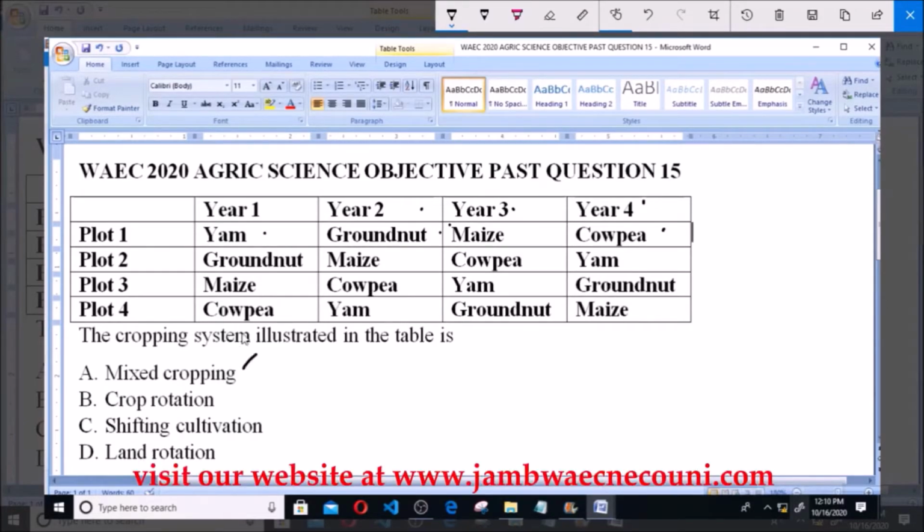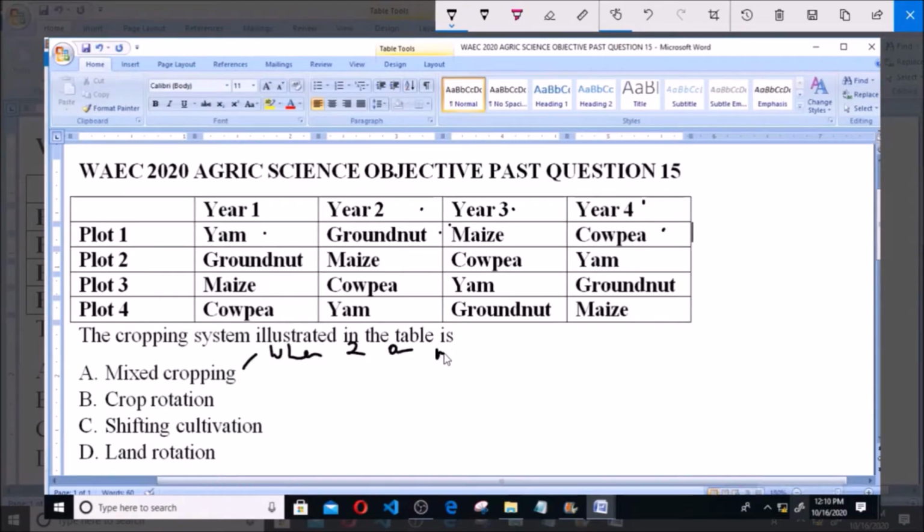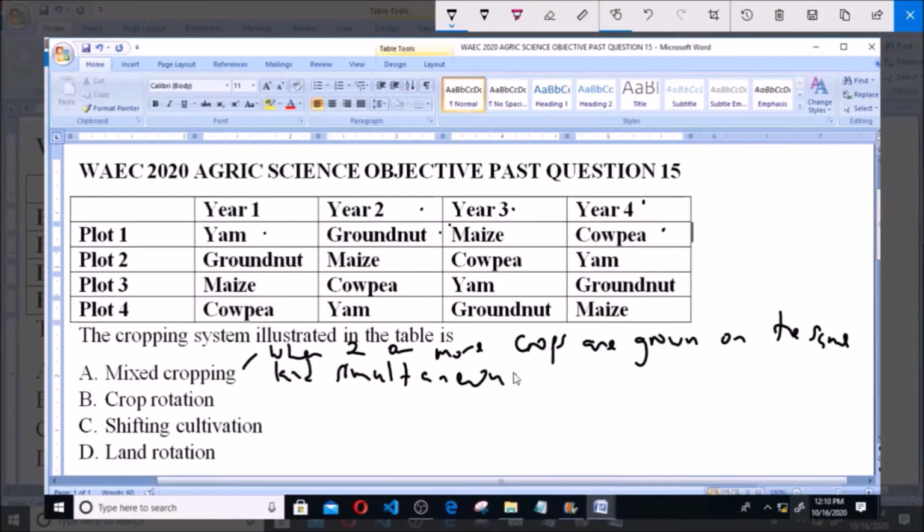Now, option A, which is mixed cropping, is when 2 or more crops are grown on the same land simultaneously. So that is mixed cropping, and from what we have here, of course, that is not the case. You don't have 2 crops being grown on the same piece of land at the same time. So that is not the answer to this question.